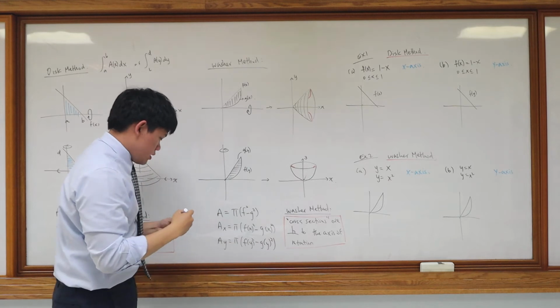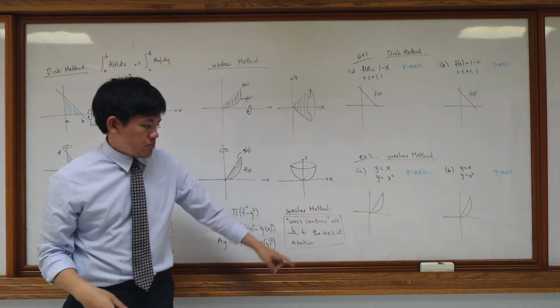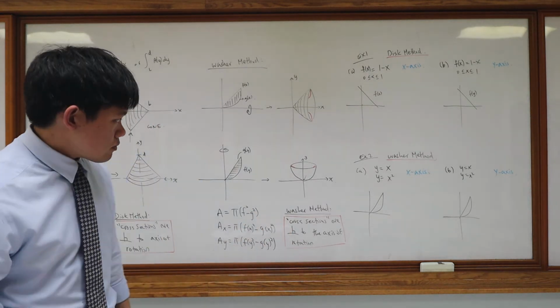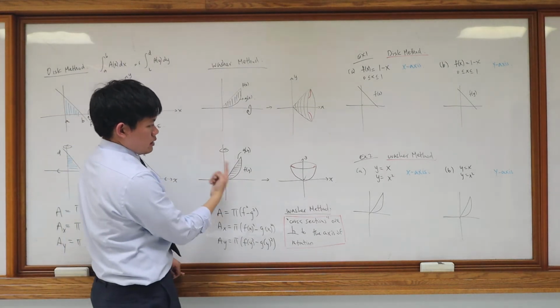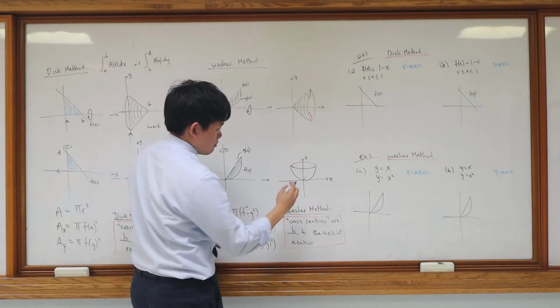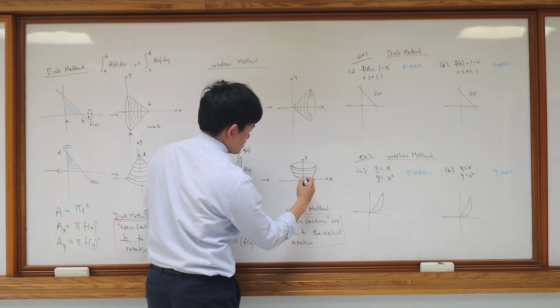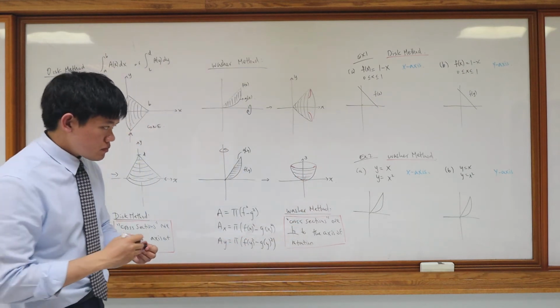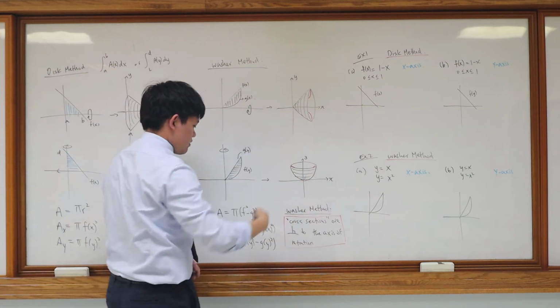So likewise, for washer and disk methods, the cross sections are perpendicular to the axis of rotation. Rotate this way, my diagram looks something like this, so my diagram looks something like that. So that's a good way to help you remember. Rotation, and you have that.